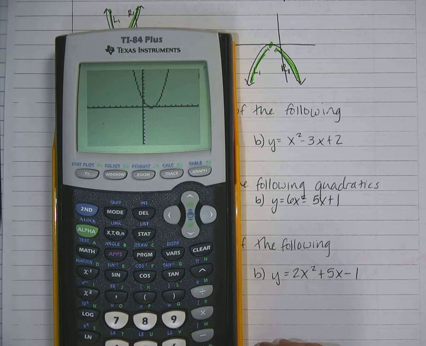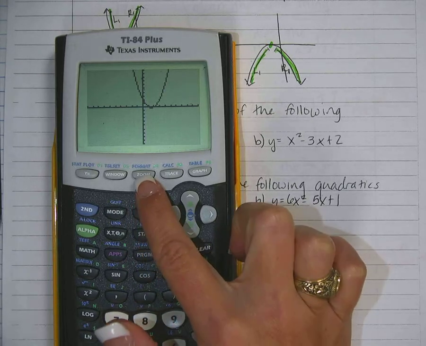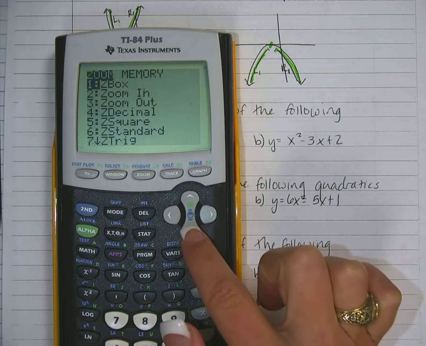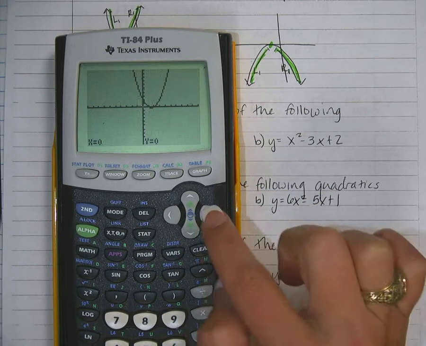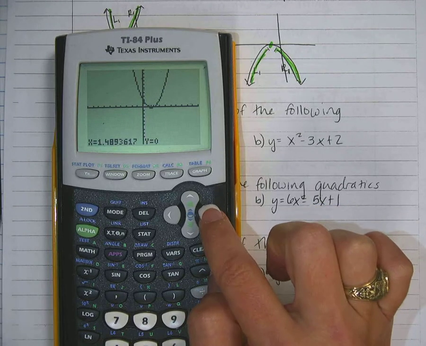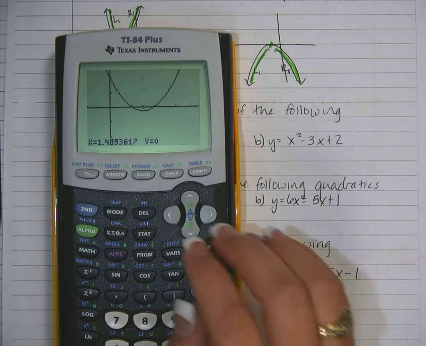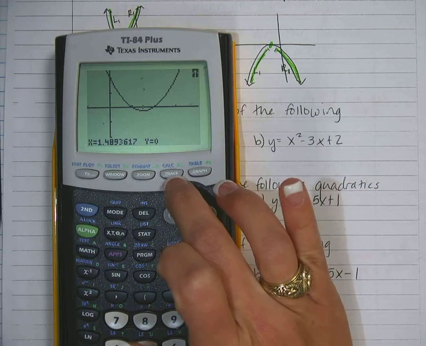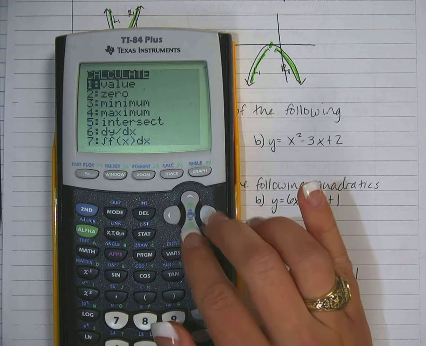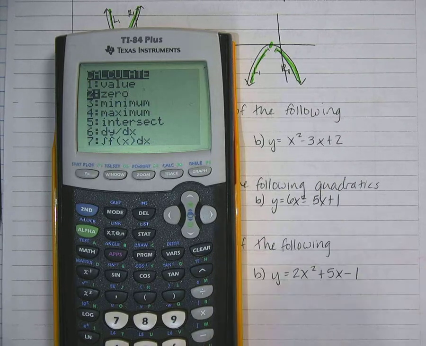And take a look. Okay, this crosses, but it's going to be kind of hard to deal with, so let's zoom in on it. Press zoom, and number 2 for zoom in. And it's going to give me a blinky cursor. And I want to bring it over to where the vertex is, and press enter. It gives me a much clearer picture of what I'm working with. So now, let's go back to our steps and calculate our zeros. So we'll press second, trace, which is calculate, and select option 2, which is 0.